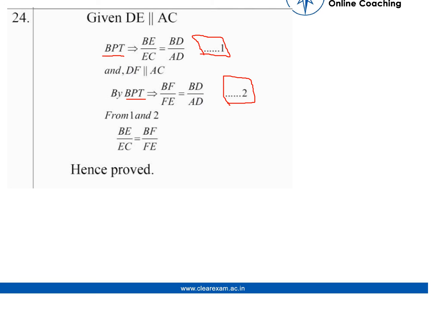So what we can see is BD and AD are common in both the equations. So from 1 and 2, we can say that BE by EC equal to BF by FE. Then that's what needed to be proved and hence proved.